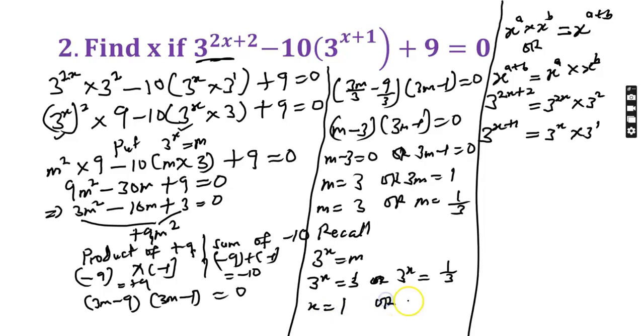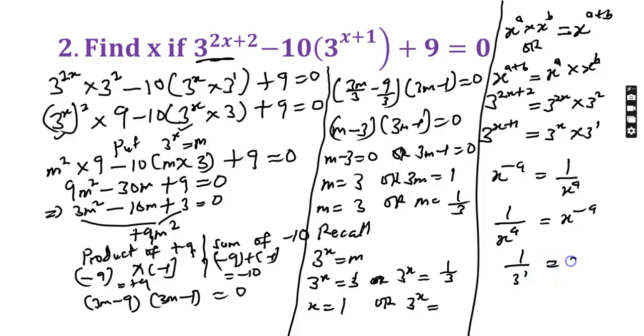This is more like 3 raised to the power x. Here I'm going to apply the law of indices. Look at this law here. I don't know if you remember this law. x raised to the power minus a will give us 1 over x raised to the power a. Then vice versa, 1 over x raised to the power a will give us x raised to the power minus a. So 1 over 3 raised to the power 1 will give us 3 raised to the power minus 1. So this cancels this. So my answers are x equals to 1 or minus 1. So that is number 2.